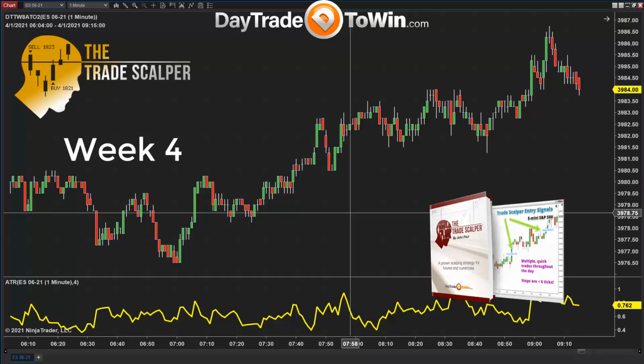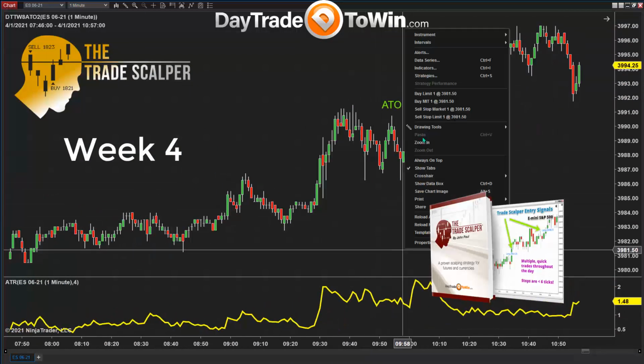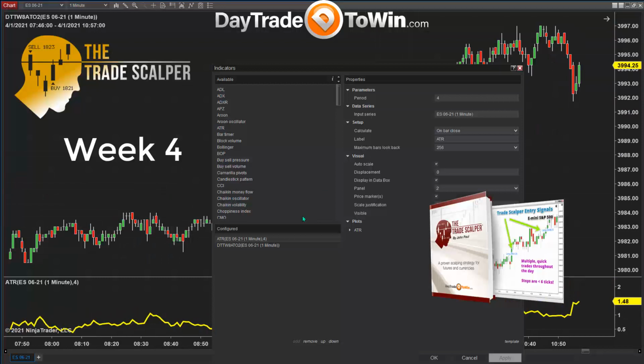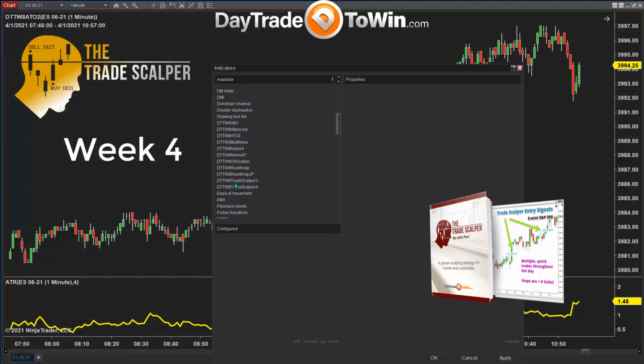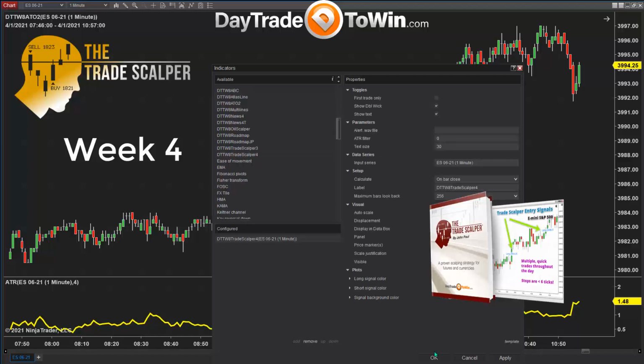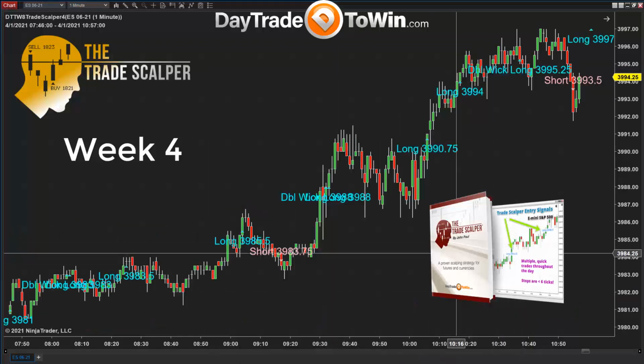So here I have the at the open. I'm going to take off the at the open and put on the trade scalper. And the trade scalper here, the latest version, Trade Scalper 4, and by the way, all the programs come with lifetime licenses.